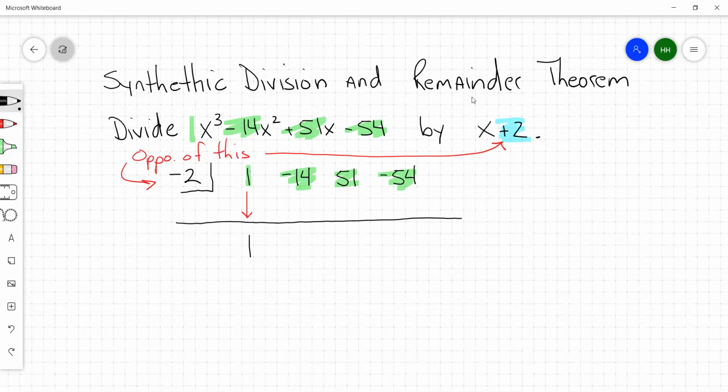Now, you take this -2, you multiply it by this 1, all right? And you put the product right here. So -2 times 1 is -2. And now you add. You take -14 minus 2, you get -16.